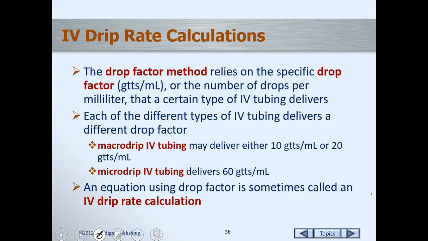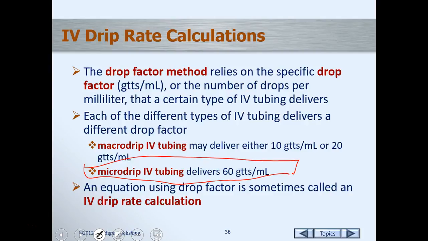Drop factor relies on the specific drop factor of the tubing. So how many drops per milliliter? Each of the different types of tubing will give a different drop factor. Macro tubing could be 10 drops per milliliter, 15 drops per milliliter, or 20 drops per milliliter. Now micro tubing only has one size, and that's 60 drops per milliliter. So that's an important one to remember, because that only comes in one size.